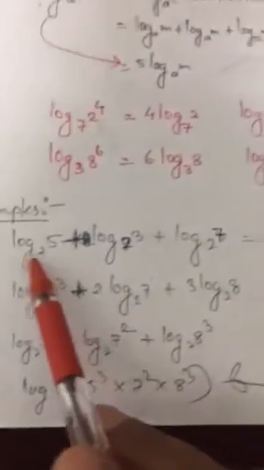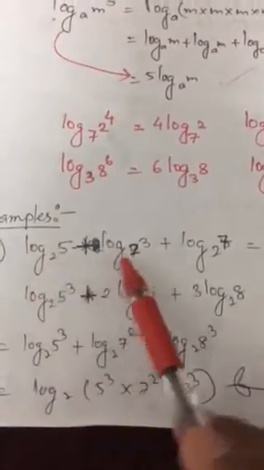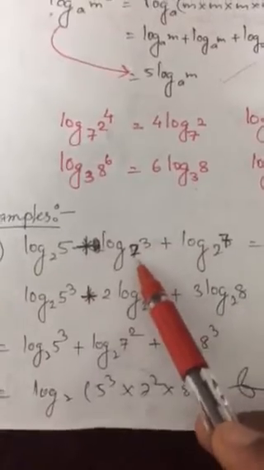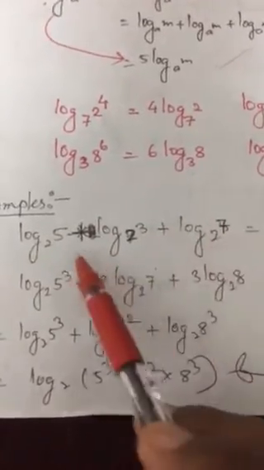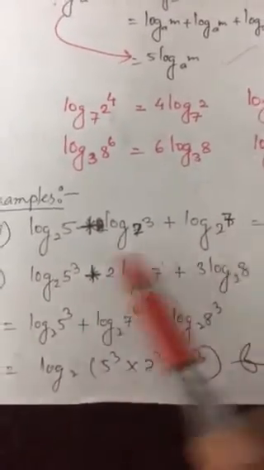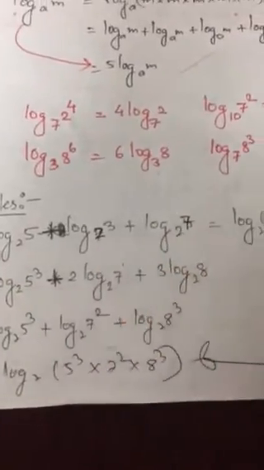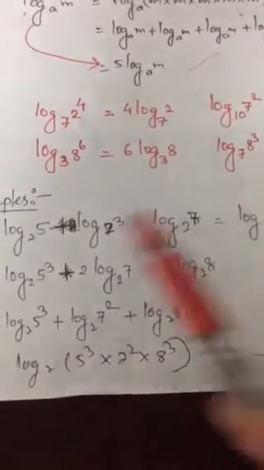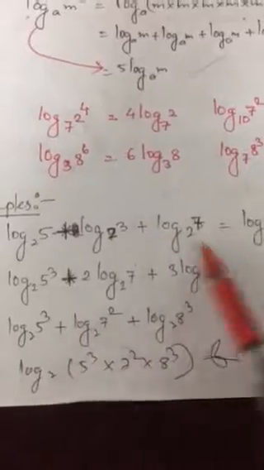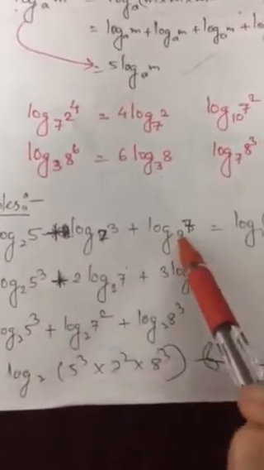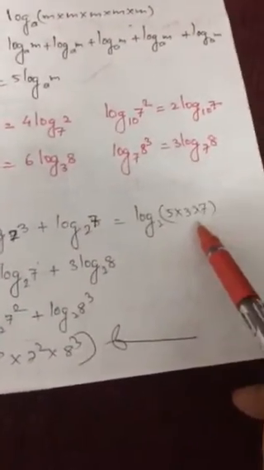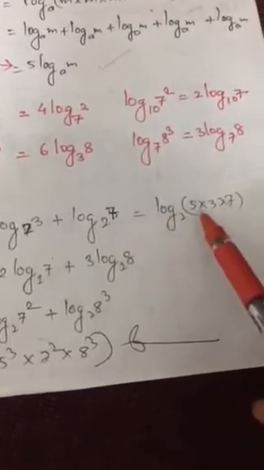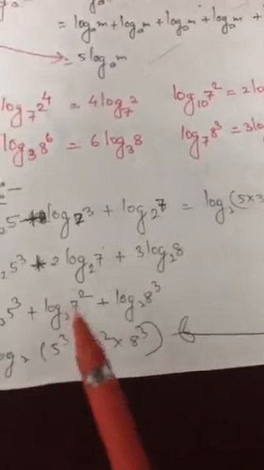You see here, log 5 base 2 plus log 3 base 2 plus log 7 base 2. You see base are same, no? If base are different, then formula cannot be applied here. Remember this, okay? Base should be same. Base are same, so it is in the form of sum, so it can be written in the form of product. So log base 2 of 5 multiply 3 multiply 7, okay.